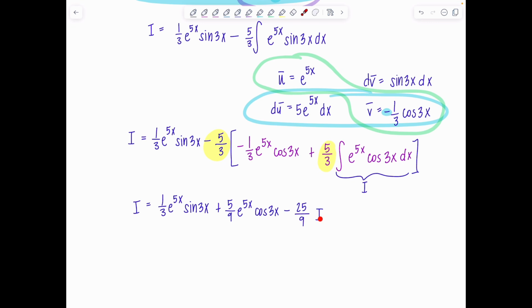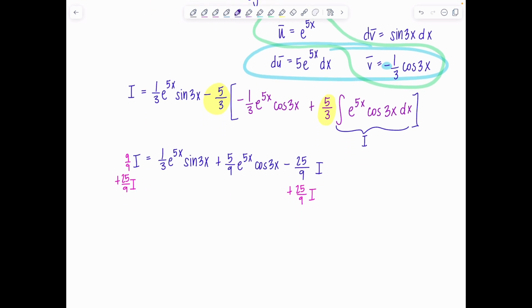There's an I here. There's a negative 25/9 I here. I'm trying to find I. I want to solve for I. Get it all by itself. So we got to put them on the same side of the equation. So add 25/9 I to both sides. So on the left, I currently have 9/9 I plus 25/9 I is 34/9 I equals 1/3 e to the 5x sine 3x plus 5/9 e to the 5x cosine 3x. And then last thing, multiply both sides by 9/34.